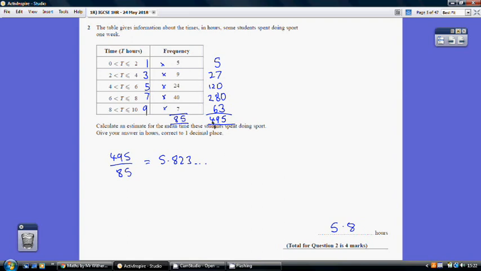So 495 hours, 85 students. 495 divided by 85 is 5.823... So to one decimal place, this is 5.8 hours.